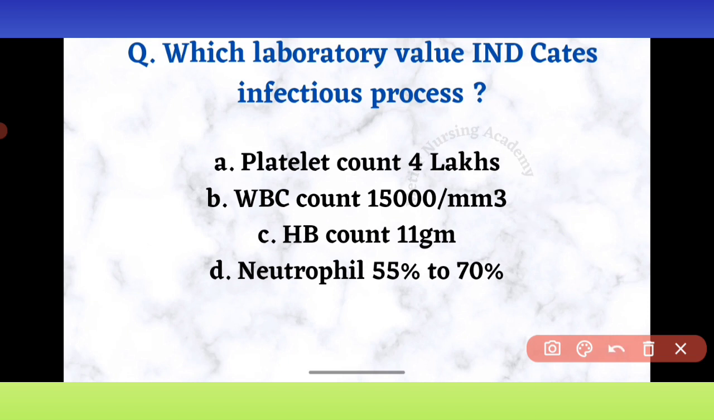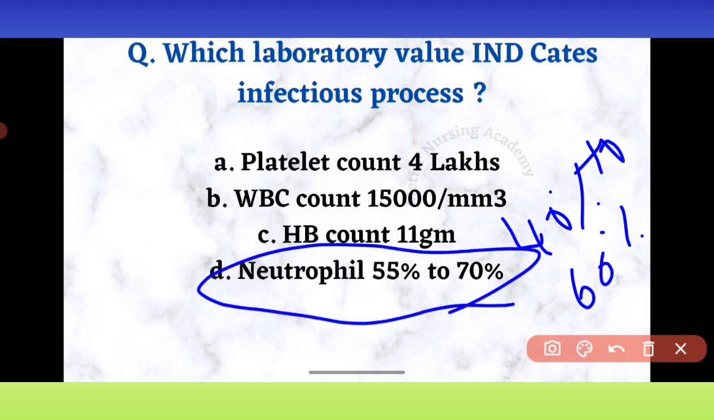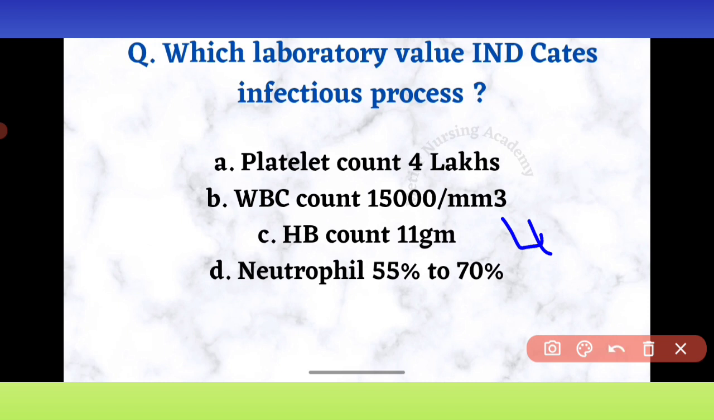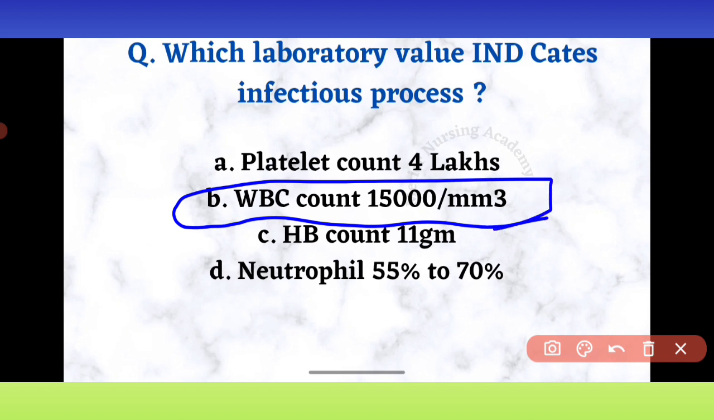And the last one is neutrophil, that is 55 to 70% they have given here, and the normal neutrophil level is 40% to 60%. Usually during infectious process the neutrophil count has to be elevated highly, but again here it is in the borderline. So we can remove this option also. So at last, which option is applicable directly to the infectious process? That is highly elevated WBC count. So option B is the right one.